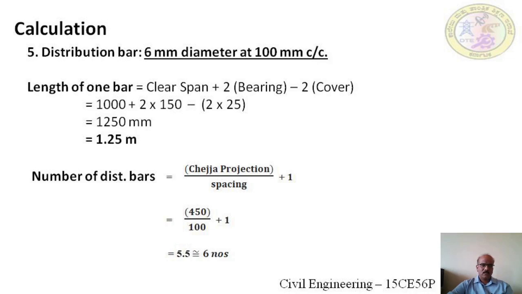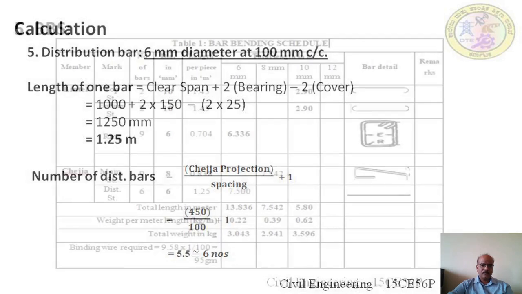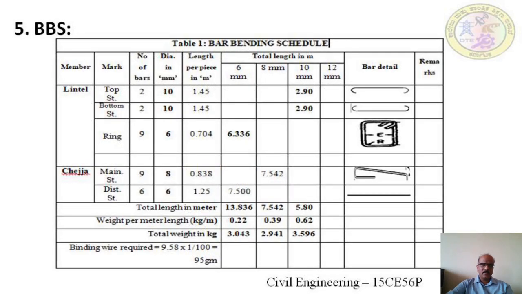Once you calculate the cutting length of the bar, then these cutting lengths and number of bars required are tabulated in a bar bending schedule. The format is given in SP60, the same format I have taken. The format is like this: the member, mark, number of bars in that member, and diameter of the bar, length per piece in meter, length of each bar.